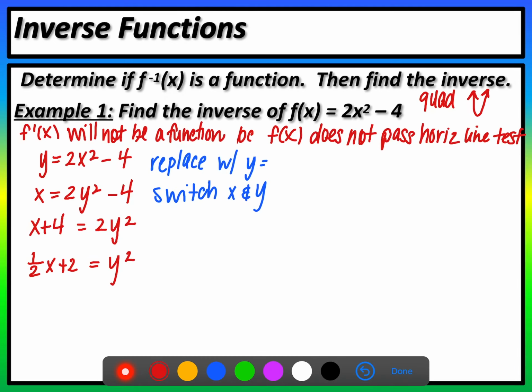Okay, remember that when you square root, you need plus or minus.